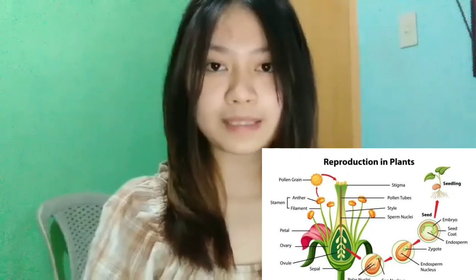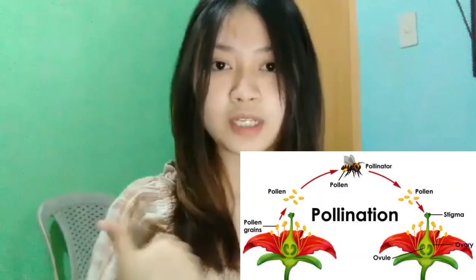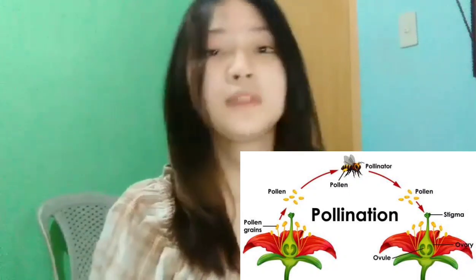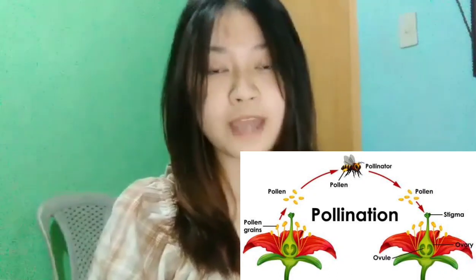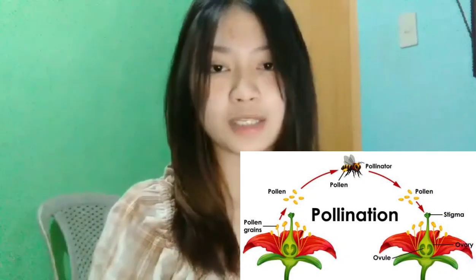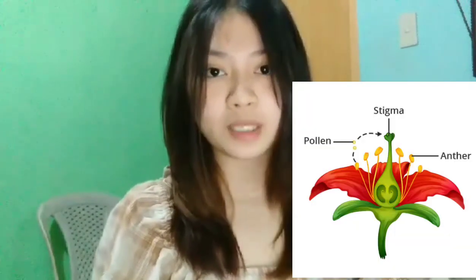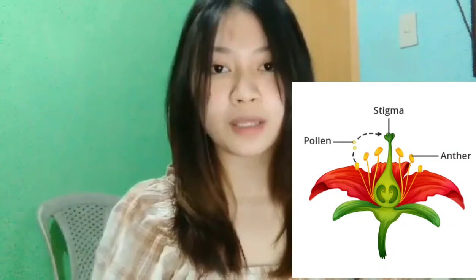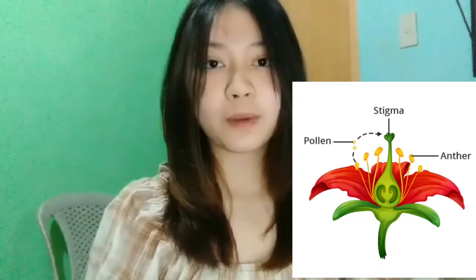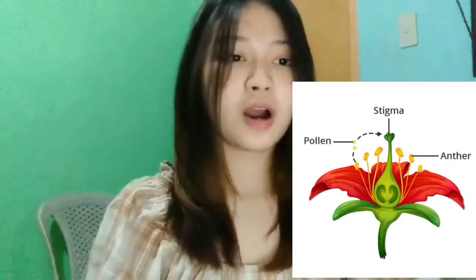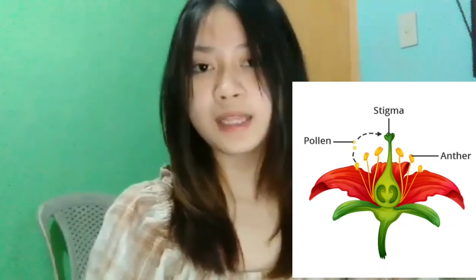The reproduction in plants starts with pollination, and there are two types of it, self-pollination and cross-pollination. Self-pollination requires the transfer of pollen from the anther to the stigma without any agents. Meanwhile, cross-pollination requires a pollinator able to transfer the pollen from one plant to another. Some examples of the pollinators or agents are animals, humans, wind, and air.